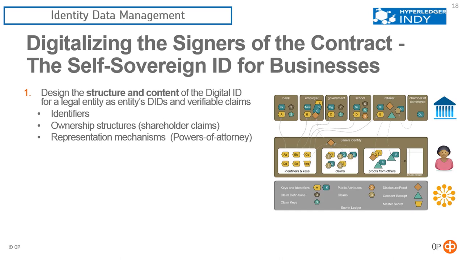How do we do this in a self-sovereign identity management network? The self-sovereign idea is quite simple. I have an identity, and I can have claims about myself that are verified by third parties. So I can claim that OP is my bank. That can be verified by OP. I can also claim that OP is my employer. That's also verifiable by OP. I can claim that I'm a citizen of Finland. That's verifiable by the government of Finland, and so on. So my identity is claims that are verified by third parties.